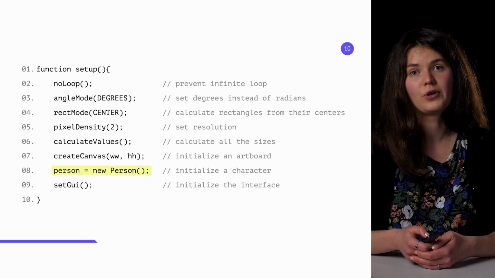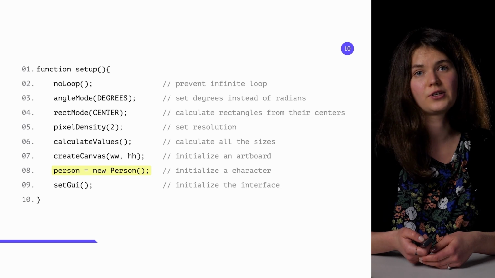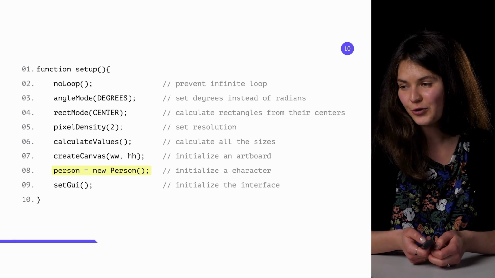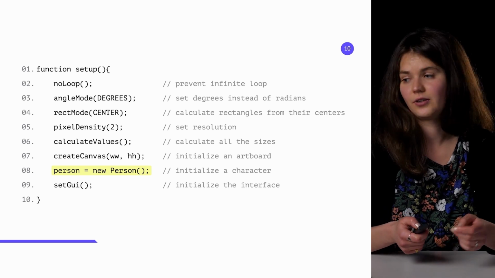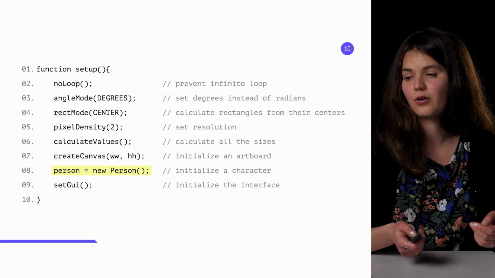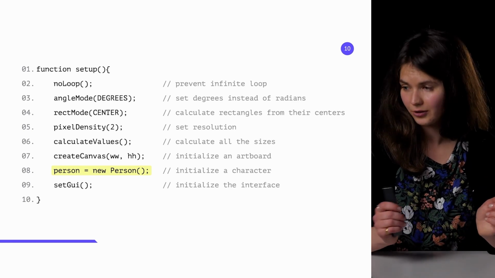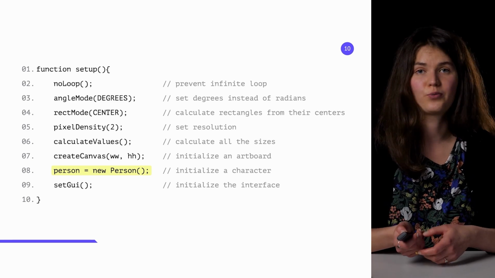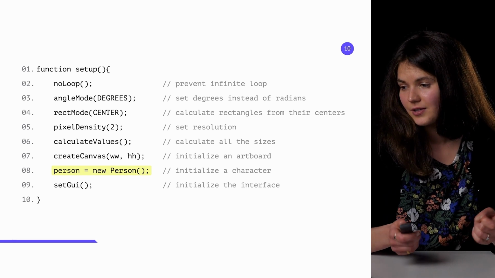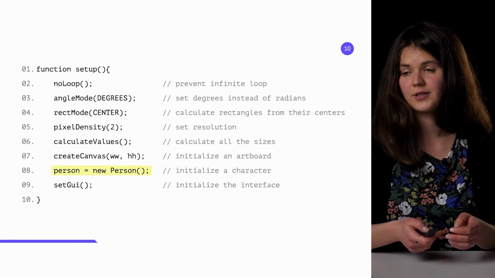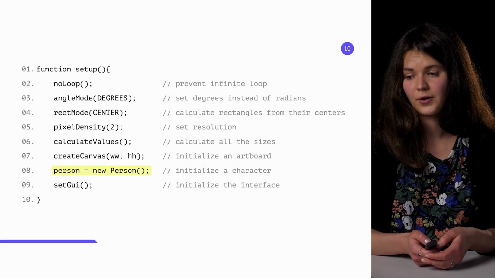Here is how we set up our app. We call noLoop to prevent an infinite loop. We set angleMode to set degrees instead of radians. We calculate rectangles from their centers, calling rectMode. Set resolution with pixelDensity, calculate all the sizes with calculateValues, initialize our artboard with createCanvas, and finally we initialize our character creating an object person and initialize our interface with calling setGUI.